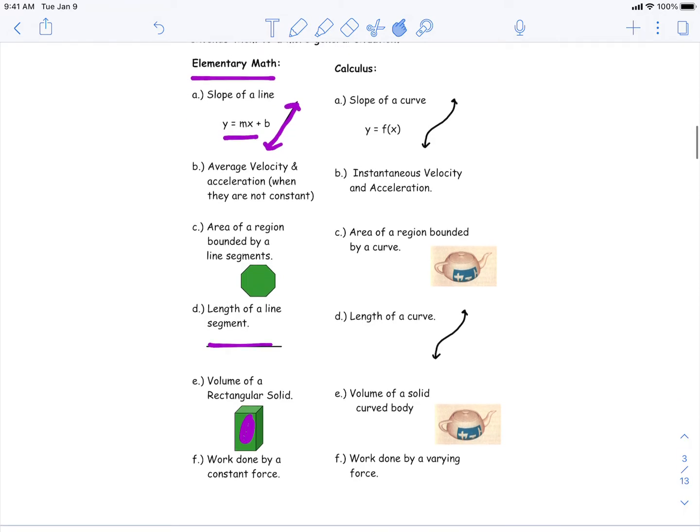Now on the right side, here is where calculus comes into play. You're going to be able to find the slope of a curve, be able to find the instantaneous velocity or acceleration, be able to find the area of a region bounded by a curve, find the length of a curve, the volume of a curved solid, and then work done by various force.